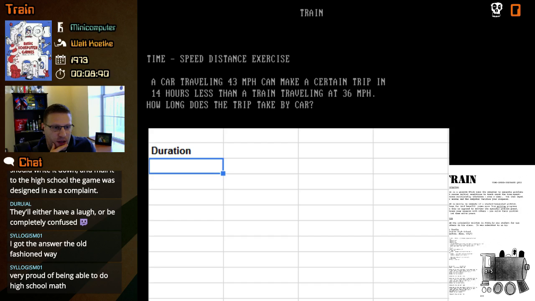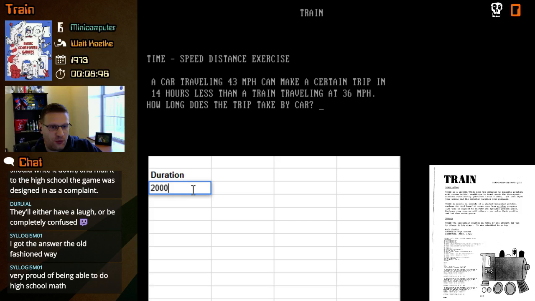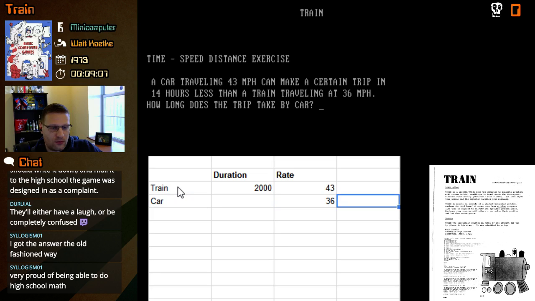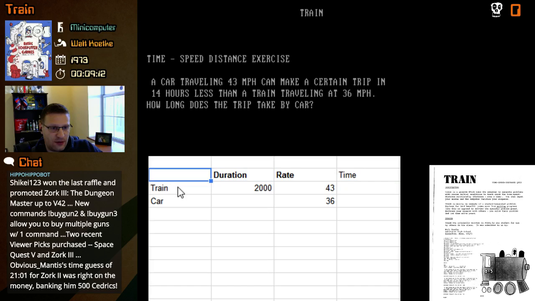Okay. So if we have the distance, whatever, this is just setting up at 2,000, and then we're saying the rate, or the speed at which the vehicle is moving. We know that for the car, it's 43 miles an hour. For the train, it is 36 miles an hour. All right, and then we have the total time it takes. Actually, this is the distance, not the duration. This is the duration I want to put here. All right, and then we just divide the distance, of course, by the rate. So a trip of 2,000 miles.